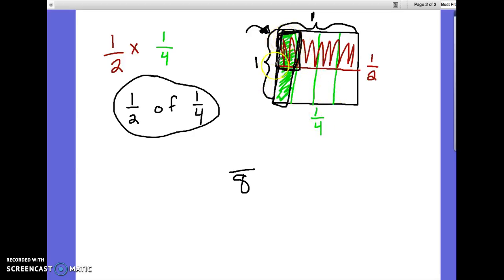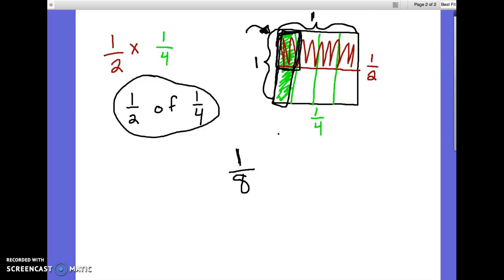Then my numerator is going to be just that one little piece that I'm looking to represent, 1/2 of 1/4. And there's only one of them. So the answer to the equation 1/2 times 1/4 is 1/8, and we have just modeled it here.